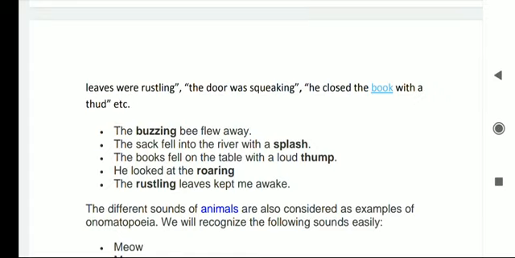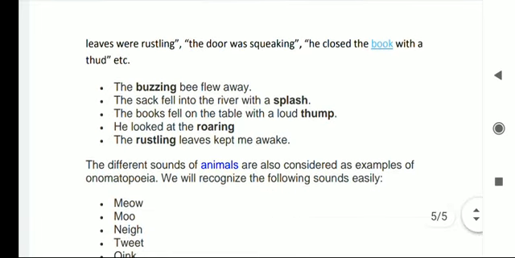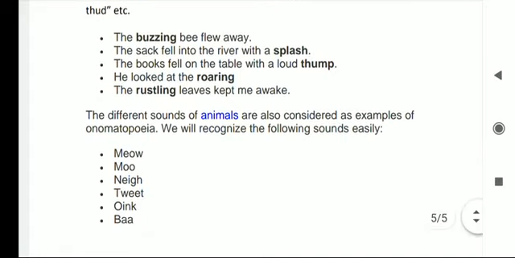He looked at the roaring lion. The rustling leaves kept me awake. The different sounds of animals are also considered as examples of onomatopoeia. We will recognize the following sounds easily: meow, moo, neigh, tweet, oink, baa.